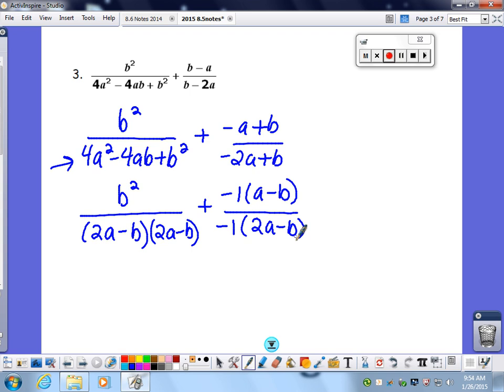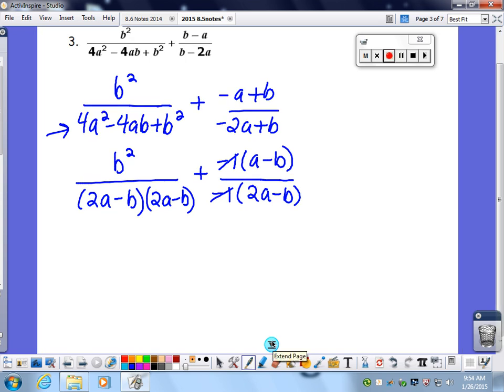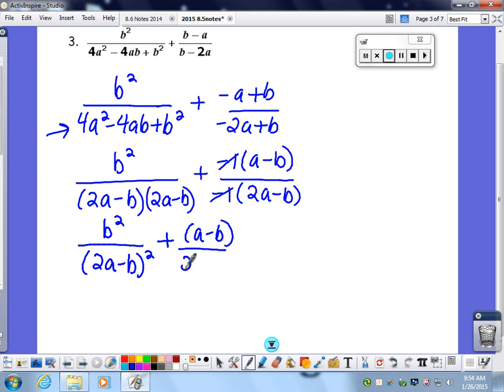All right, let's look and see if we can simplify anything. Notice in this second expression, the second part of the second fraction, I have negative 1 over negative 1. Those divide out. I'm going to be able to cancel those out because they're within the same fraction. So let's see what we got left. We got b squared over 2a minus b squared plus a minus b over 2a minus b.